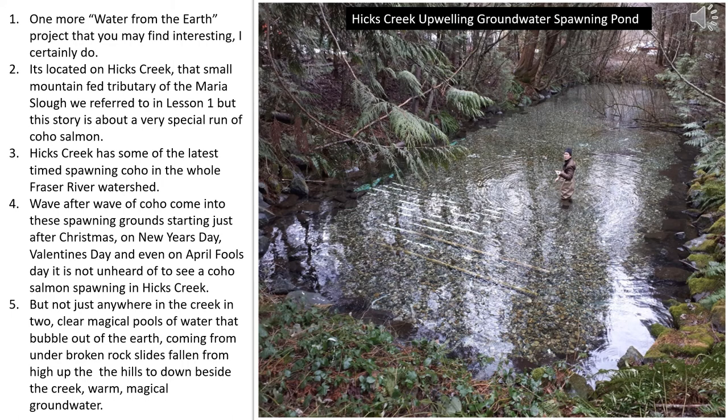So one more Water from the Earth project that you might find interesting, I certainly do. It's located on Hicks Creek, that small mountain-fed tributary of the Moriah Slough we referred to in Lesson 1. But this story is about a very special run of coho salmon. Now, Hicks Creek has some of the latest timed spawning coho in the whole Fraser River watershed. So wave after wave of coho come into these spawning grounds starting just after Christmas. There'll be some on New Year's Day, some on Valentine's Day, and even perhaps on April Fool's Day, it is not unheard of to see a coho spawning in Hicks Creek.